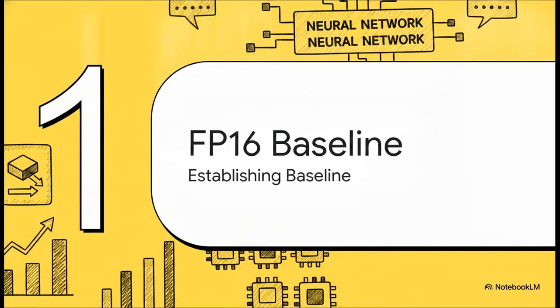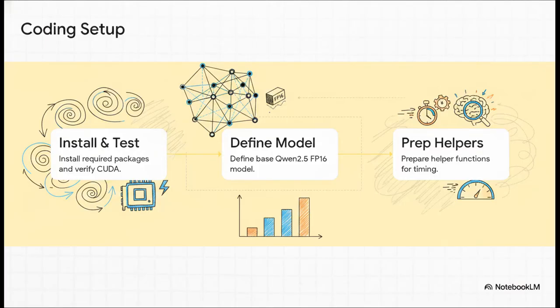Section 1. Establishing the FP16 baseline. To get things off the ground in our Colab environment, the coding setup is super straightforward, but honestly, it's vital. First up, we install our required libraries and just make sure we have a CUDA-enabled GPU ready to do the heavy lifting. Second, we define our base Qwen 2.5 model in its completely original 16-bit floating point precision. And third, we set up our helper functions.